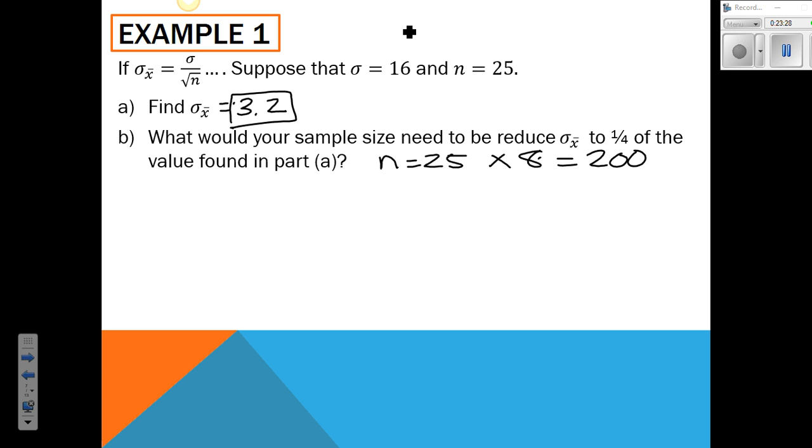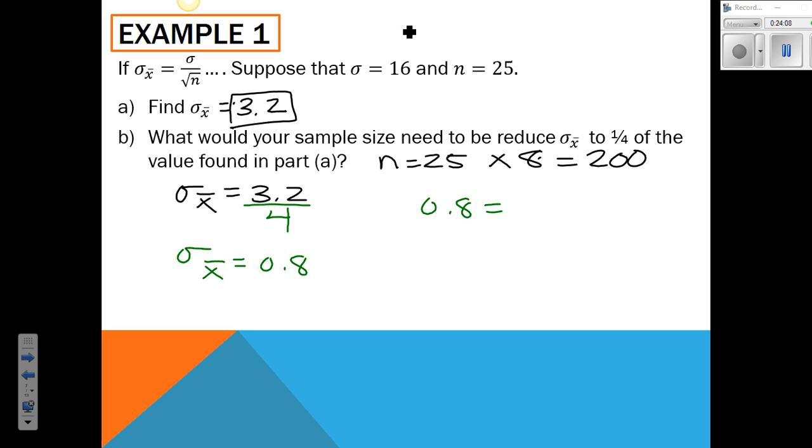Why is this true? Well, think about this. Sigma sub x bar from the original should be what? 3.2. You want to cut that to 1/4. You want to take 1/4 of that. So what's my new one? Don't all help me at once. 3.2 divided by 4. 0.8, right? You guys agree? All right. So sigma sub x bar is now going to be 0.8.